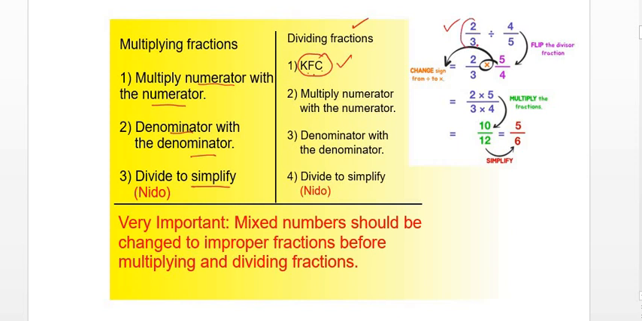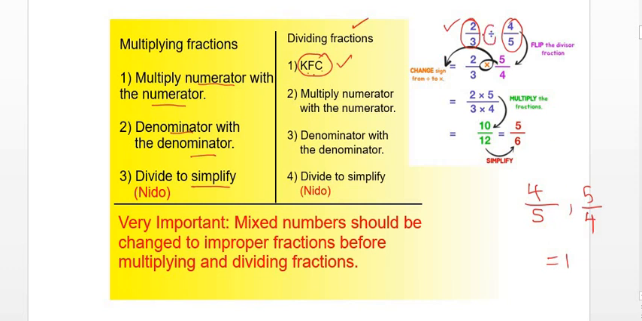It means keep the first fraction as it is, 2 over 3, and flip the second one. When we say flip the second one, that means you need the reciprocal of the second fraction. If you have a fraction 4 over 5, its reciprocal will be 5 out of 4. It means its inverse. If you multiply these two, the final answer will be 1. So reciprocal is actually a fraction that is the inverse of a given fraction, or you can say the opposite or flipped one of the given fraction.